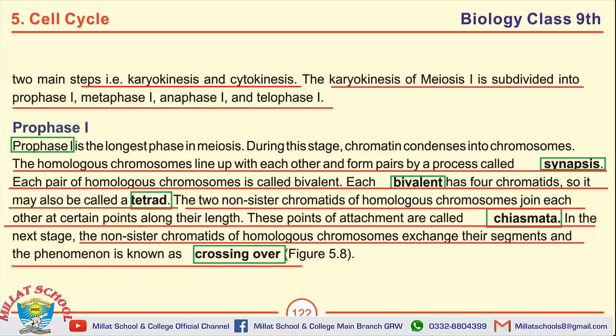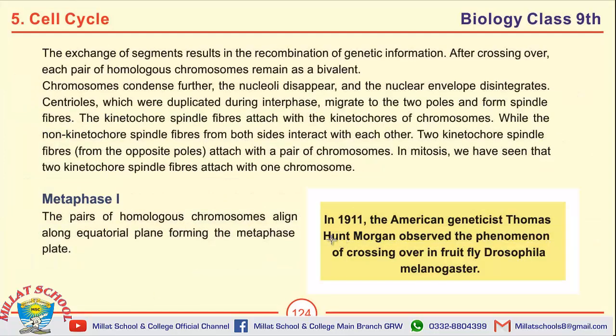The MCQs are from all the definitions which we have discussed. The first one is about karyokinesis being subdivided into 4 phases. Prophase is the longest phase in meiosis. The others are from definitions: synapsis, bivalent, tetrad, chiasmata, and crossing over.